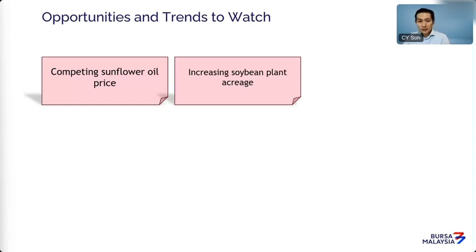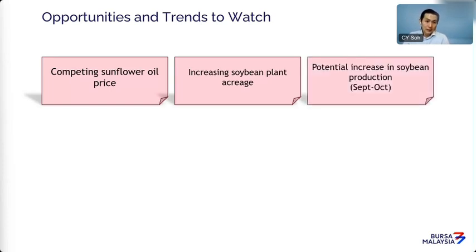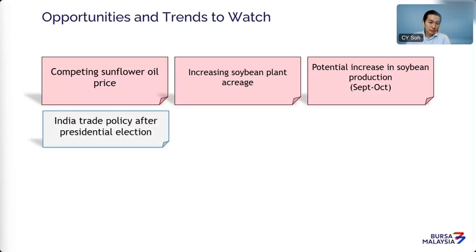So what we might conclude is that in future, you might see a potential increase in soybean production this year, when the harvesting starts from September and October onwards. Because now the May and June period is actually the planting season for soybean. So you might be seeing a potential increase in soybean production.